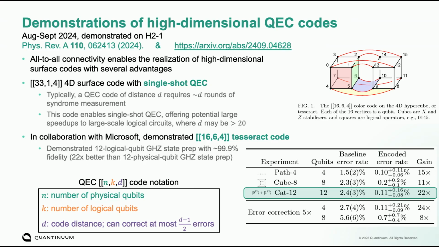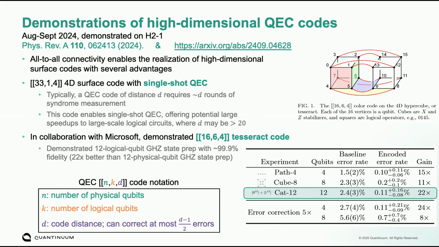And so usually QEC of code distance D would require about D rounds of syndrome measurement, whereas this would only require 1. And so as we move to very large distance codes, this could potentially offer some speed-ups for running the actual circuits, something like this at least.